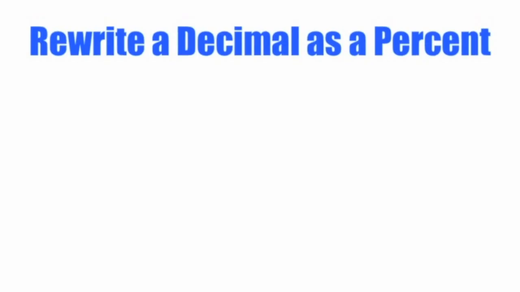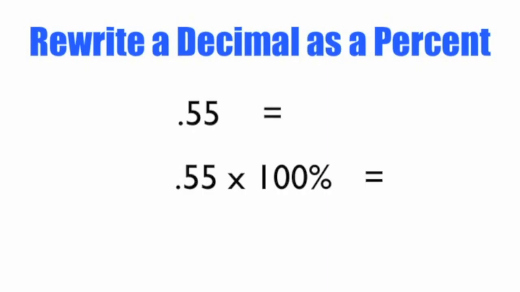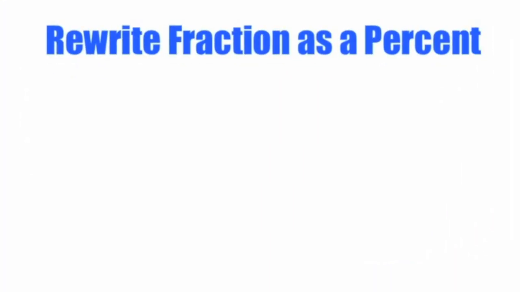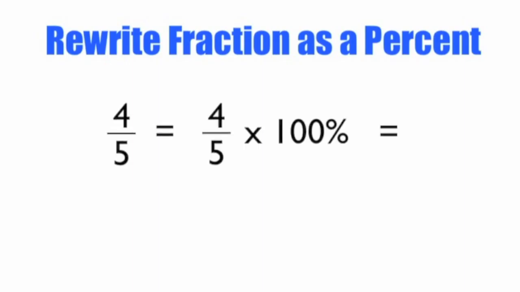To convert 0.55 to a percent, you must first multiply the decimal by 100%. Move the decimal place 2 places to the right and write the percent sign to give you an answer of 55%. To convert 4/5 to a percent, you must multiply it by 100%, giving you 400 over 5, which simplifies to 80%.